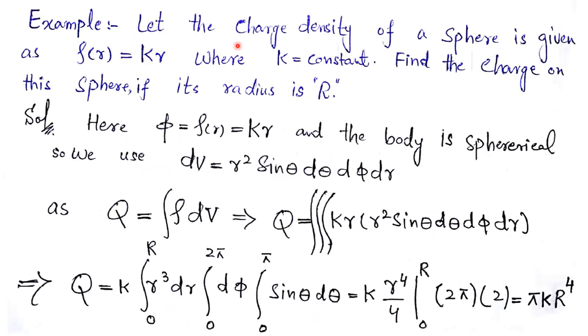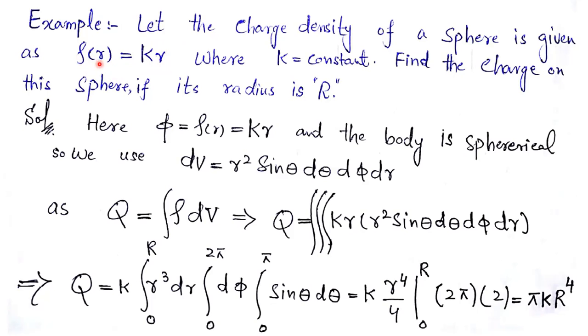Our next problem is that a charge density is given to us. Let the charge density on a sphere be given by this expression, where k is a constant, and this charge density is a function of r. Like we have charge inside a solid sphere, and the charge increases as we go from the center of the sphere, and it increases linearly with r.